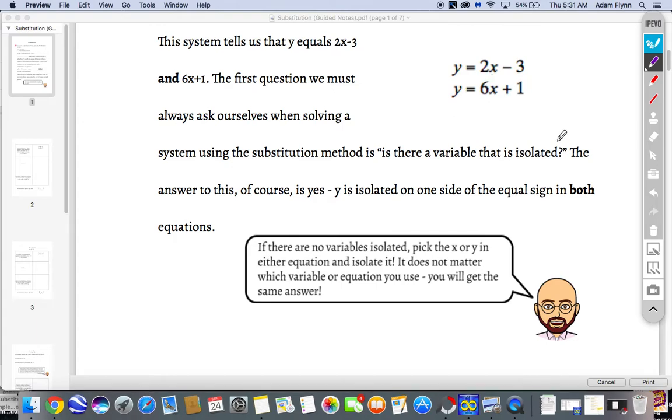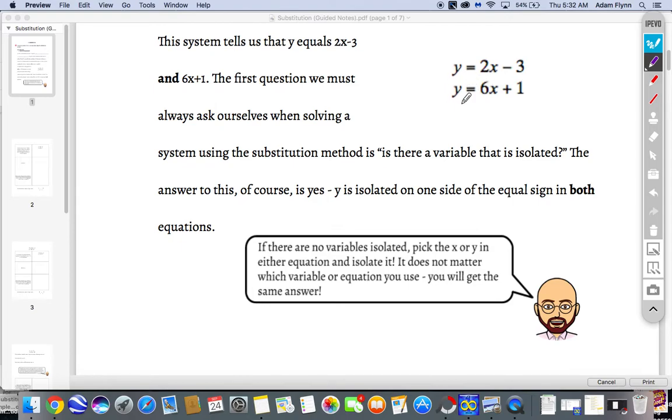So the first question we must ask ourselves when solving a system using the substitution method is: is there a variable that is isolated? The answer to this, of course, is yes. Y is isolated on one side of the equal sign in both equations. So if we take a look at the top one, y is all by itself. It's isolated. That's a good thing. And for the bottom one, y is isolated.